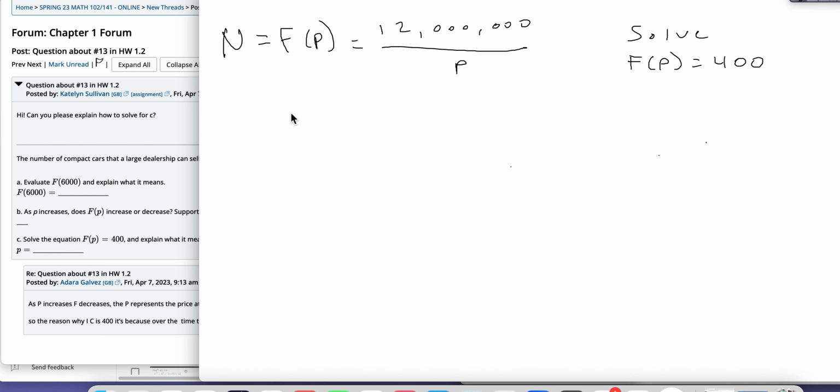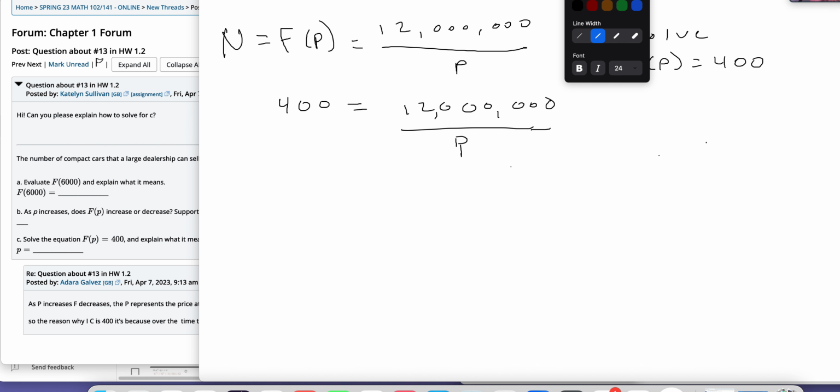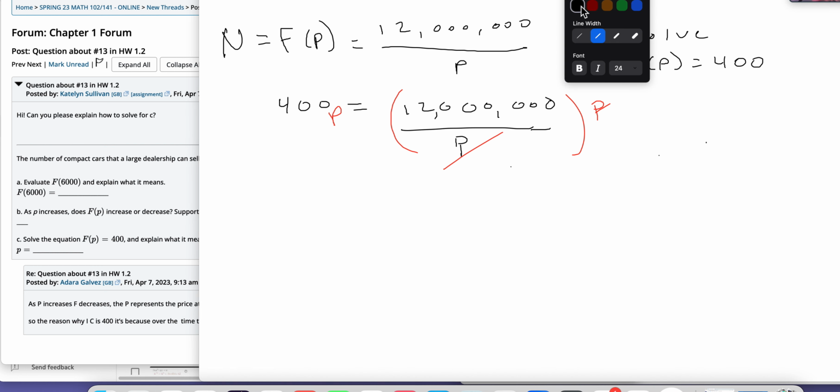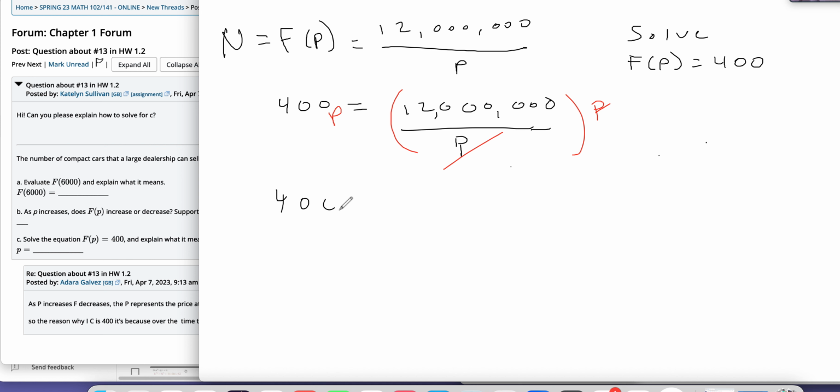So F of P, the number sold, is 400, and then 12 million divided by P. And so now I need to get P out of the denominator here because this is not helping me out with that downstairs. So let's clear that denominator by multiplying, since it's 12 million divided by P, I'm going to multiply both sides by P, and then what that lets me do is get it out of the denominator and over to the other side of the equation where I can get at it.